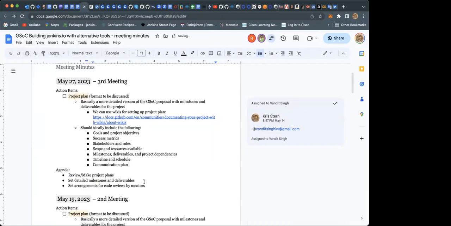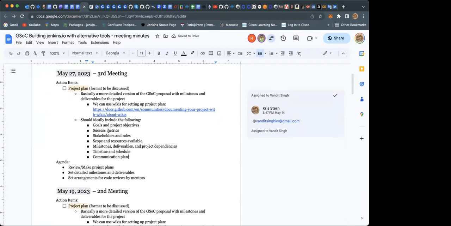So we should have goals and project objectives. These two are your guiding principles. Success metrics can be combined with milestones and deliverables. If we have reached a certain target within a certain time frame, then it's considered success. Then stakeholders and roles. This is simple for a project because we just have you and the mentors, and maybe Oakam as well, and the Jenkins community.